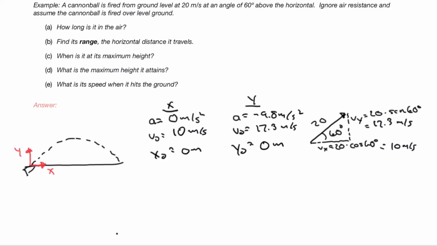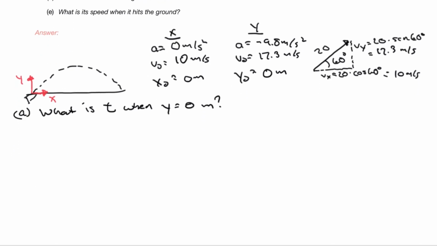So in part A, we're asked how long is it in the air? And the math question that corresponds to this is what is t when y equals 0? As you ask that question, you should notice that it will be at y equals 0 at 2 times. When it's first launched at time 0, and then when it hits again. What we'll see is the math captures this because it's a quadratic equation and it will have 2 solutions. One solution will be t equals 0, and one solution will be when it lands at the end.